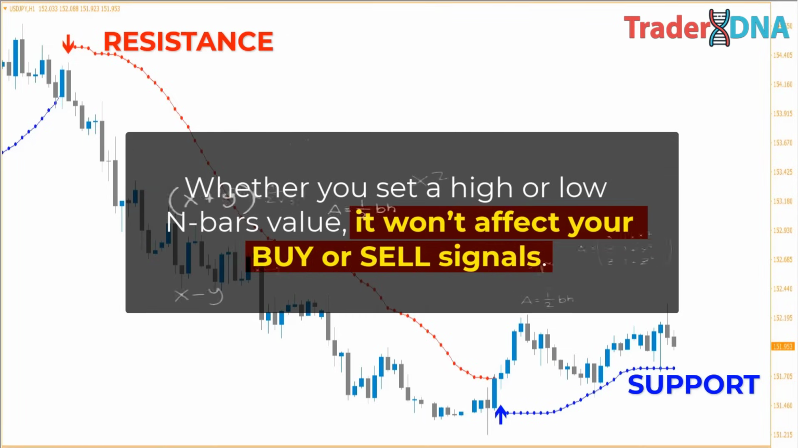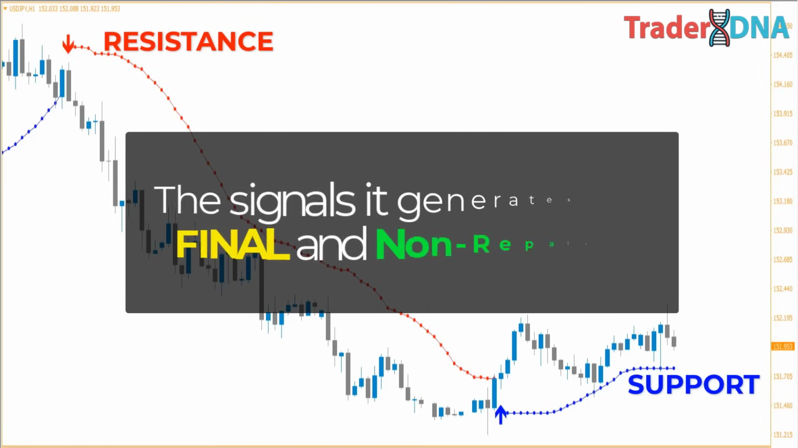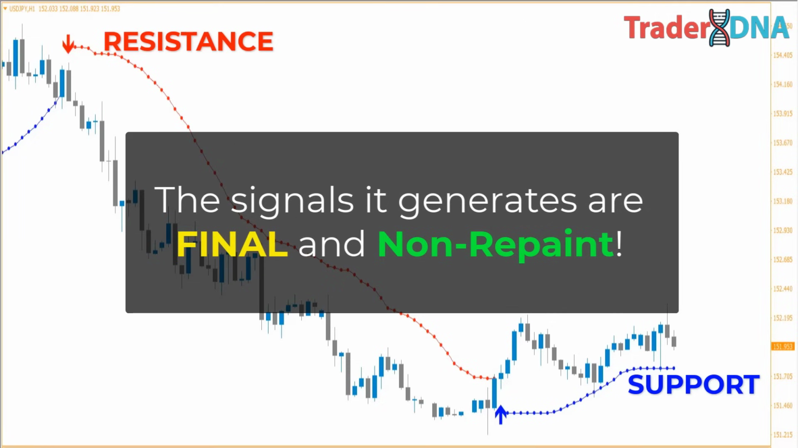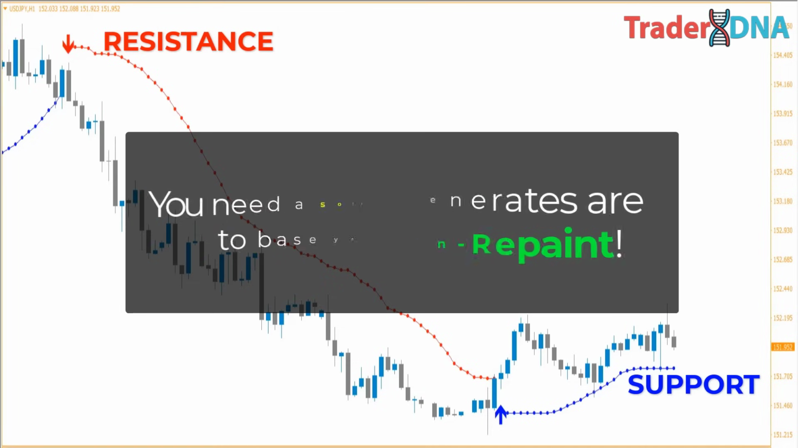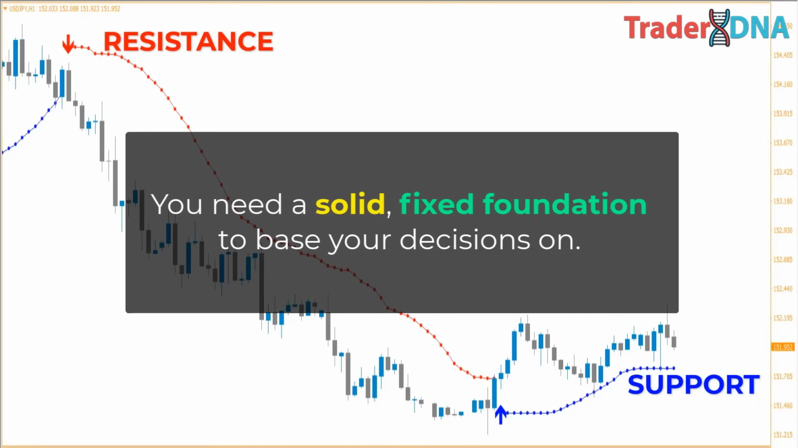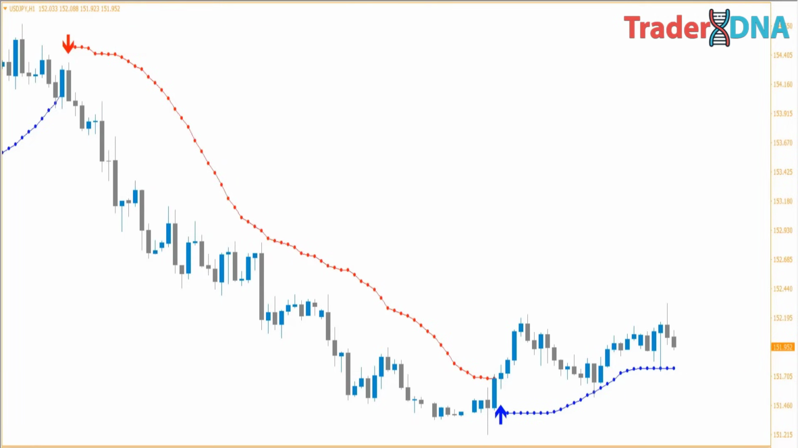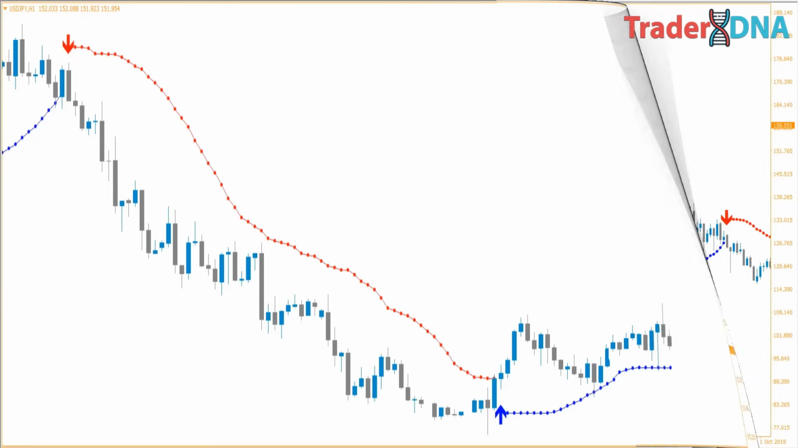And here's the best part. The signals it generates are final and non-repaint. That means once a signal appears, it stays there. No misleading changes, no surprises. This is absolutely crucial for market analysis because you need a solid fixed foundation to base your decisions on. Before you even apply this indicator, you can already be confident that it provides real actionable insights, not just random noise. Now let's take a look at how Profitable Strategy Indicator 1 actually maps out market movements.